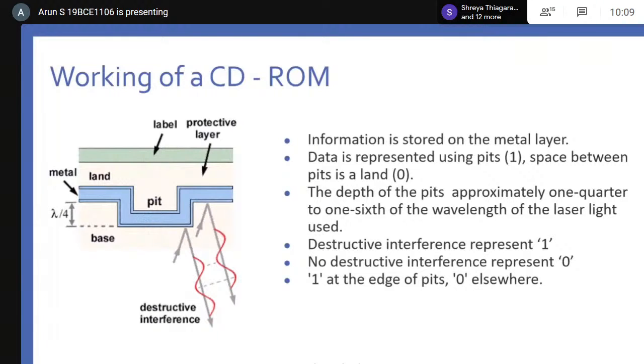When the two rays are reflected either by pit or by land alone, the path difference is 0. Hence, no destructive interference occurs and it represents 0. In short, we get 1 at the edge of pits and 0 elsewhere.